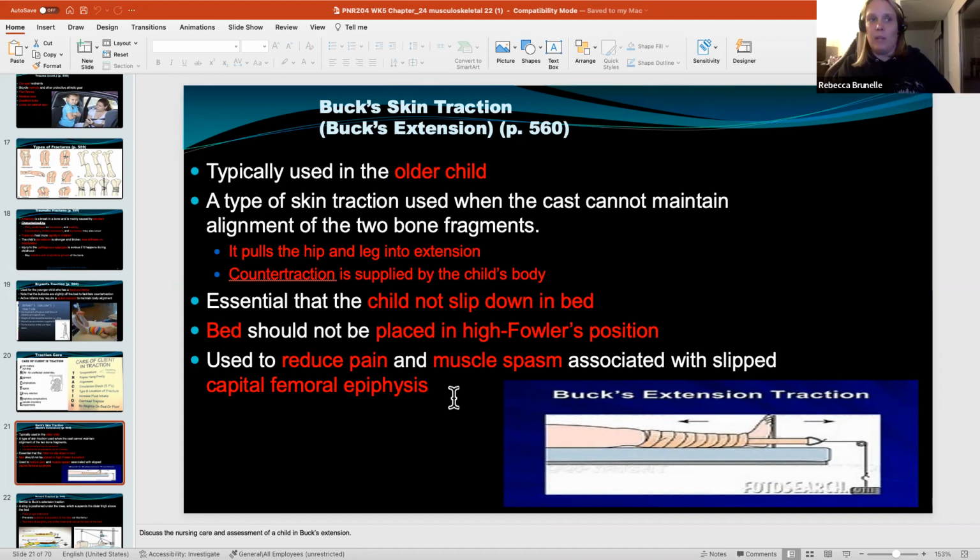And we're going to talk later about a condition called slipped capital femoral epiphysis, and you can use this traction for that condition in children. And then Russell traction is very similar to Buck's. It's the same thing, where it's used in the older kids.